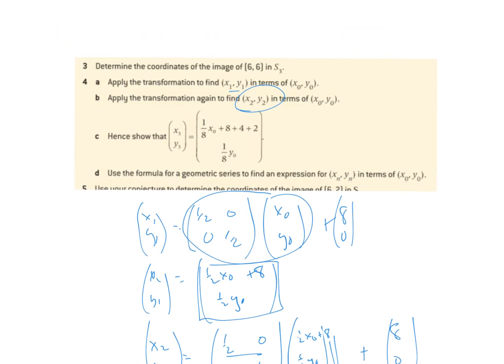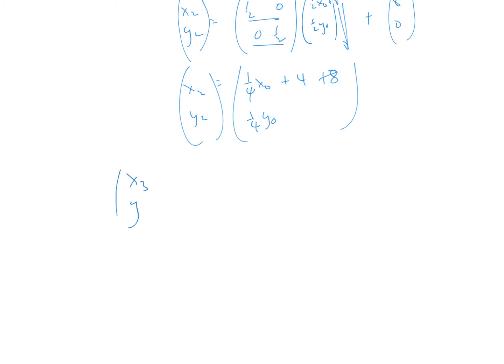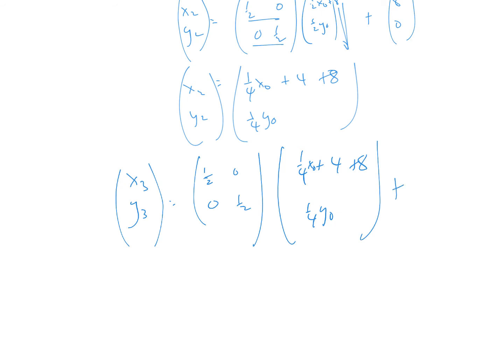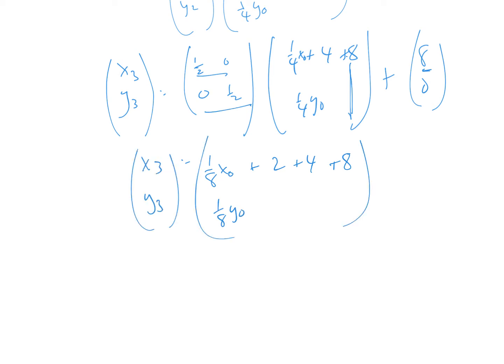Okay, and then it says, hence, show that x3, y3 is equal to this particular matrix here. I can start to see, based upon my x2, y2, how it's starting to look. So now x3, y3 is equal to 1/2, 0, 0, 1/2, times quarter x0 plus 4 plus 8, quarter y0, and plus an 8, 0 at the end. So when I multiply here, I get 1/8 x0 plus 2 plus 4 plus 8. And then my y is going to be 1/8 y0. So this is x3, y3.